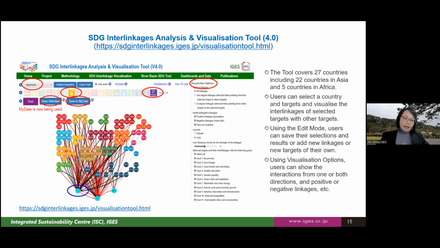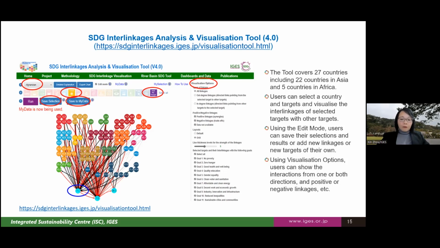Based on the SDG interlinkage model for countries, we developed a free online tool to enable the visualization of the interlinkages between SDG targets. Users can select a country, select goals and relevant targets. The selected targets and their interlinkages with other SDGs can be visualized immediately on the screen. I will introduce the tool later. The visualization charts can be downloaded, and all the data is available online for free.